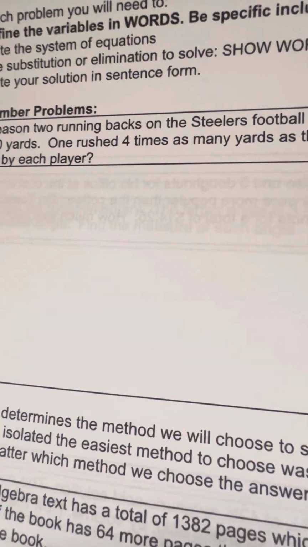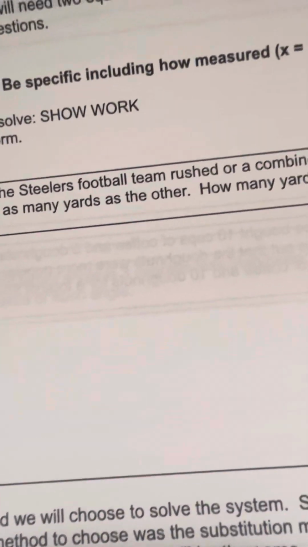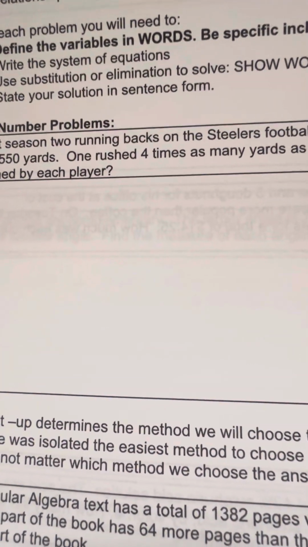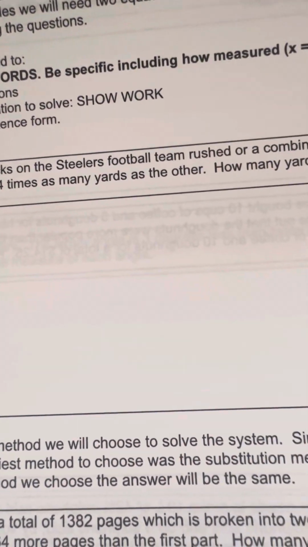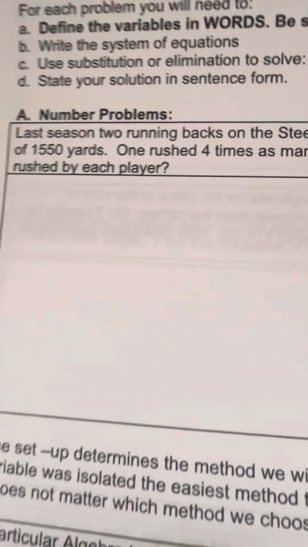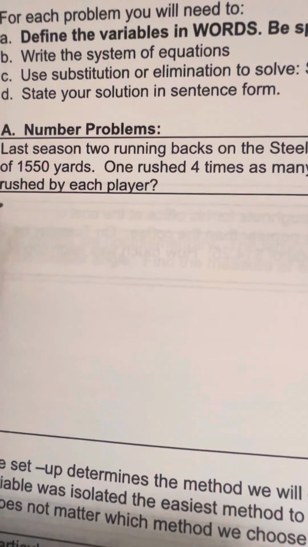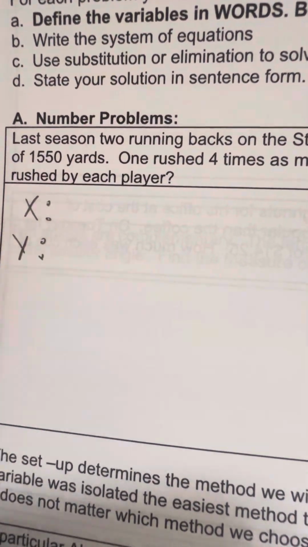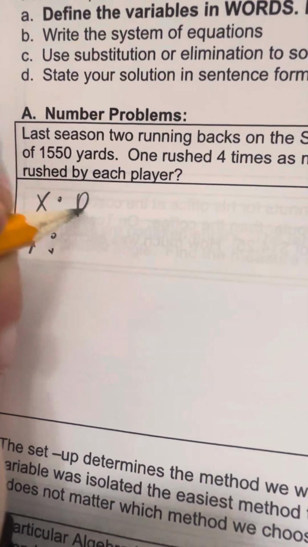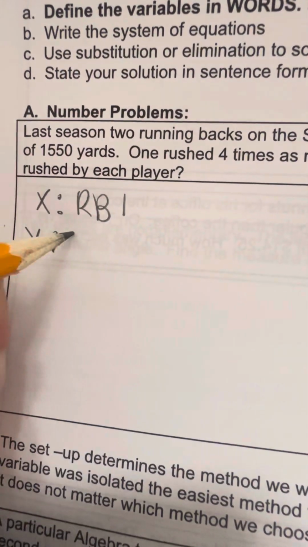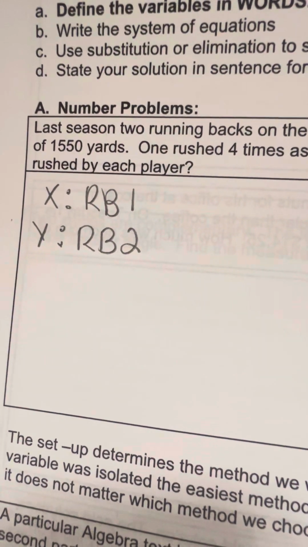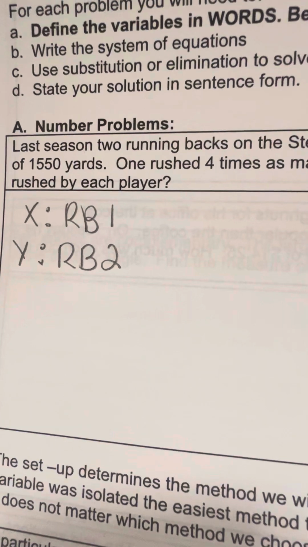We have: last season, 2 running backs for the Steelers football team rushed a combined total of 1,550 yards. One of them rushed 4 times as many as the other. So we're asked to see how many yards were rushed by each player. We're going to start by labeling which one is which. It doesn't really make a difference when you're labeling. We'll call one of them X, one of them Y. We'll do running back 1 as X and running back 2 as Y.